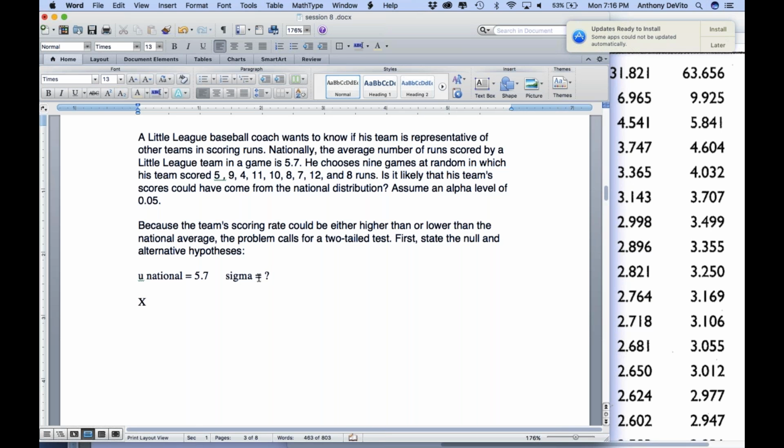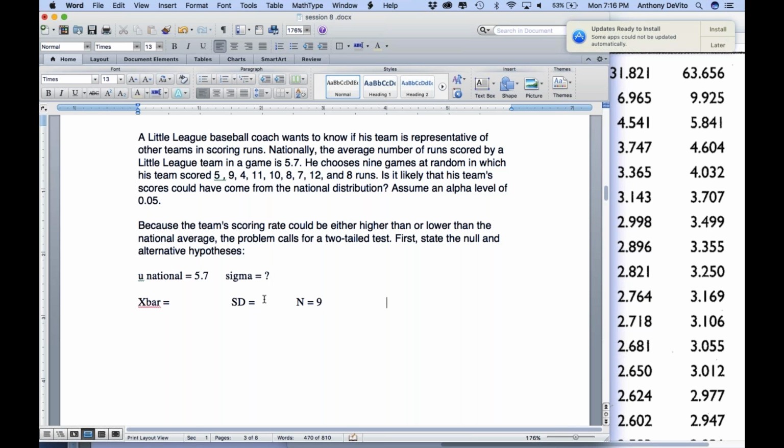So that's the national average, the population. What about our sample? X bar, right? Well, we can calculate that. We have 9 numbers, so we can figure out what X bar is. What about the standard deviation? Since we don't know sigma, we have to get the standard deviation from our sample, and we can calculate that. And our sample size is equal to 9.